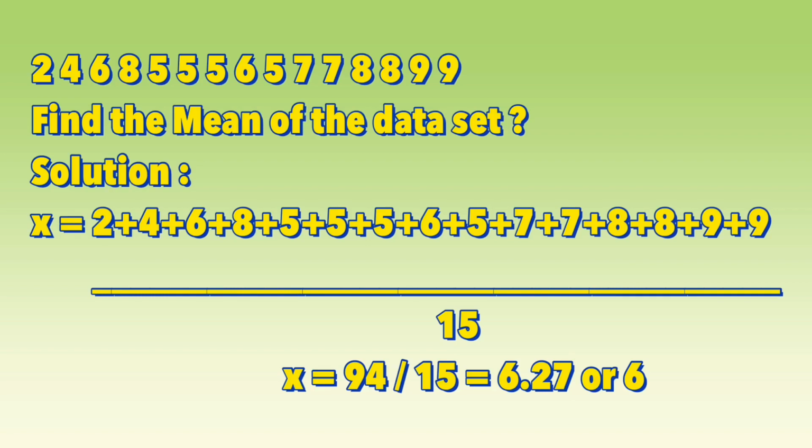The result is 6.27, or 6, because we're going to round off since we're talking about a certain person. There's no half of a person, that's why we need the whole number. Therefore, this means the average number of absences incurred by the 15 students is 6.